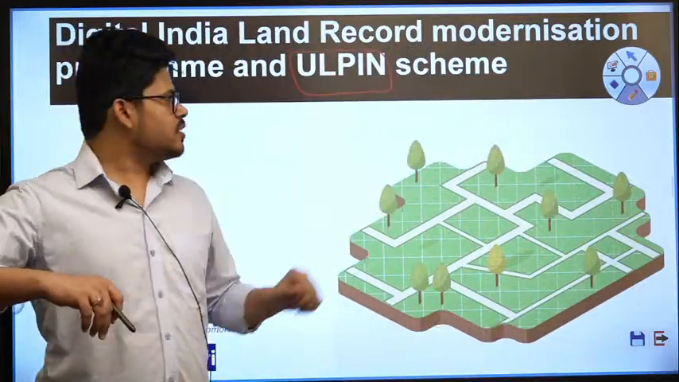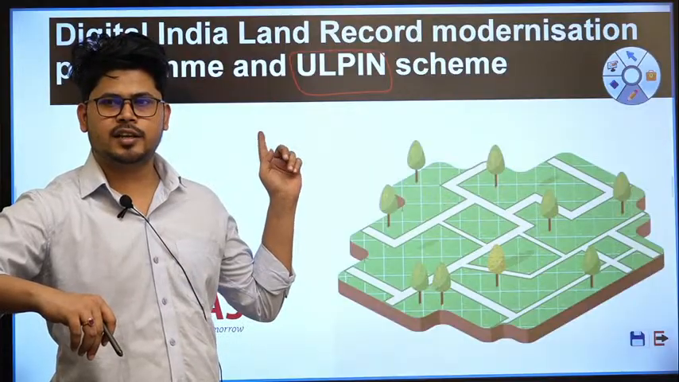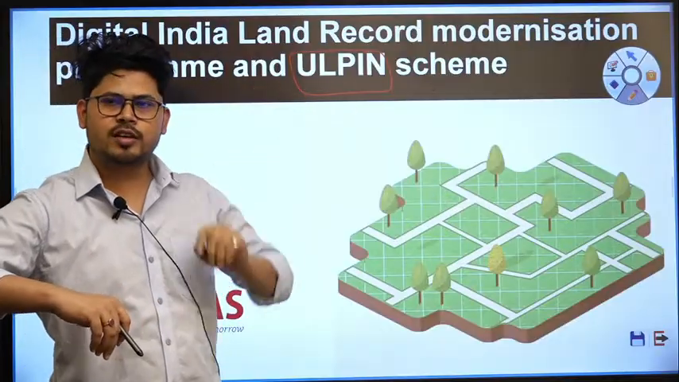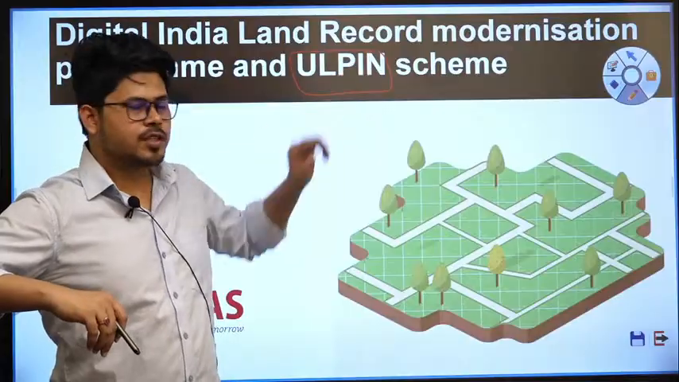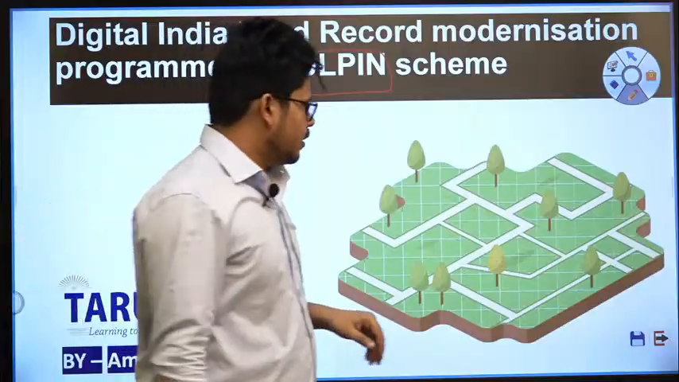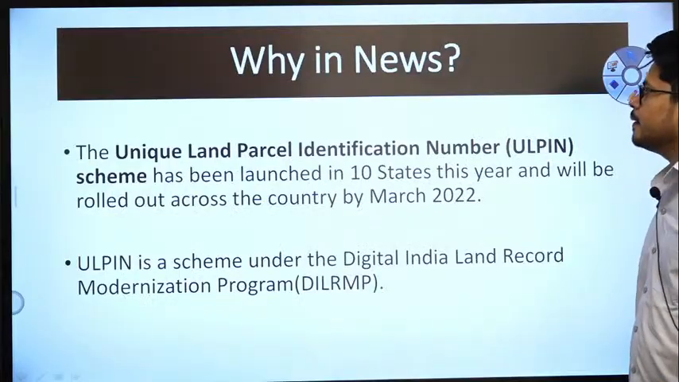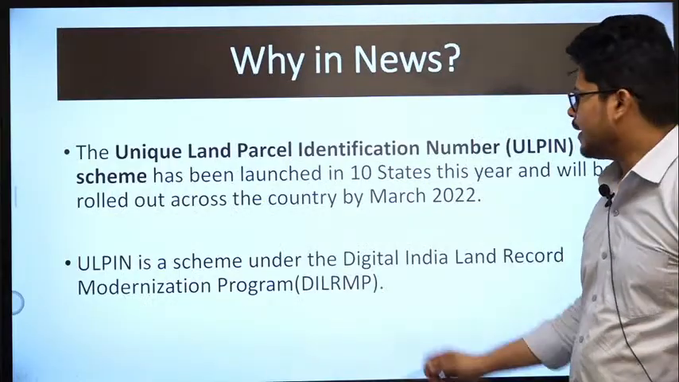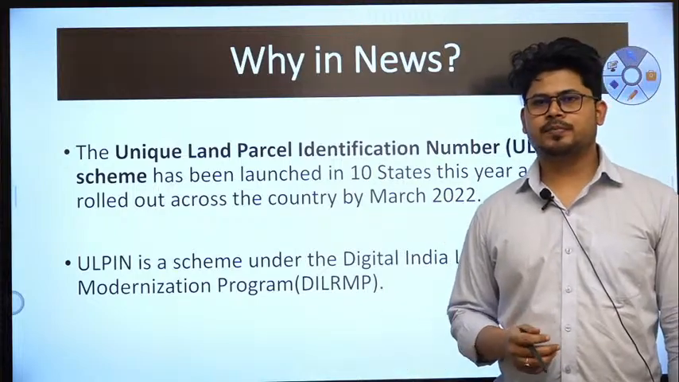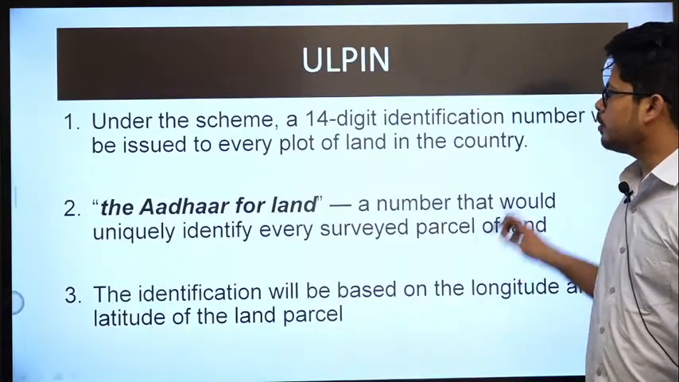This scheme is one of the components of this DILRMP scheme, that is Digital India Land Record Modernization Program. This scheme is a part of this one. So we will be dealing with this scheme and this as well. So why in news? Because unique land parcel identification number scheme has been launched across 10 states in India, and it is a part of DILRMP, Digital India Land Record Modernization Program.